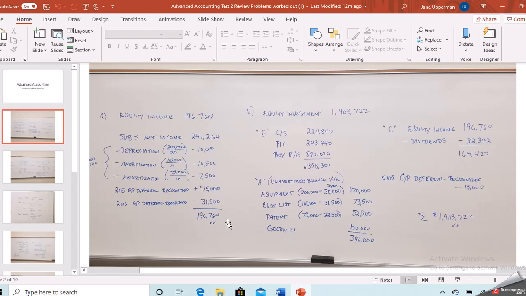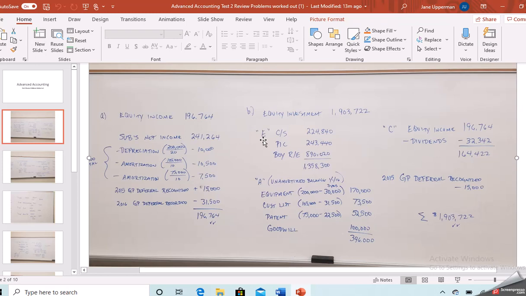So then when we subtotal those, we get $196,764. So then we take that and we double check it. So we go to our parents' income statement and we say, okay, yes, that's the amount that they show as equity income. So we're all set. Then B says, okay, now reconcile the amount of the equity investment. So looking at the parent's balance sheet, the equity investment is $1,903,722.